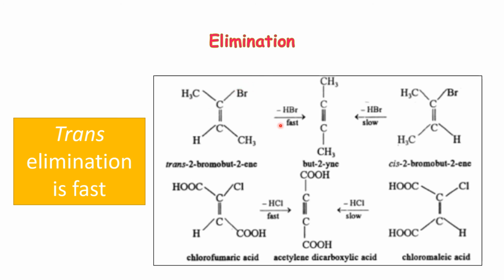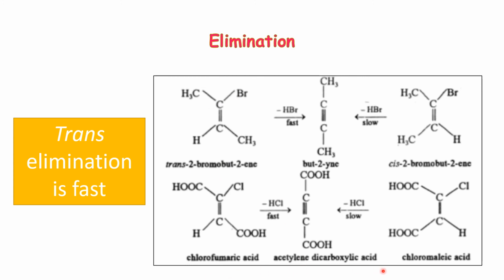So in case of elimination, there is elimination of HBr, hydrogen and Br. If they want to eliminate, it will be very fast if they are on opposite sides. So this reaction is fast, whereas if they are on the same side, then this reaction is slower. So based upon the kinetics of the reaction, which isomer is undergoing reaction fast, we can conclude that it is the trans isomer.